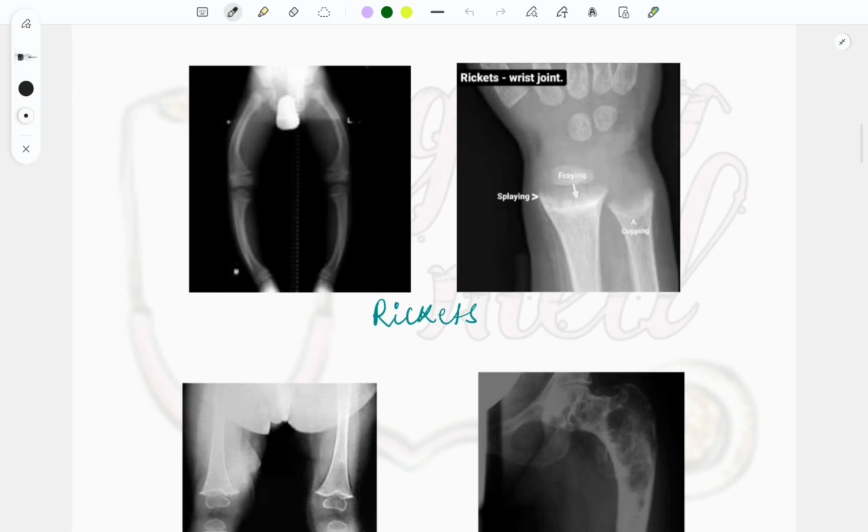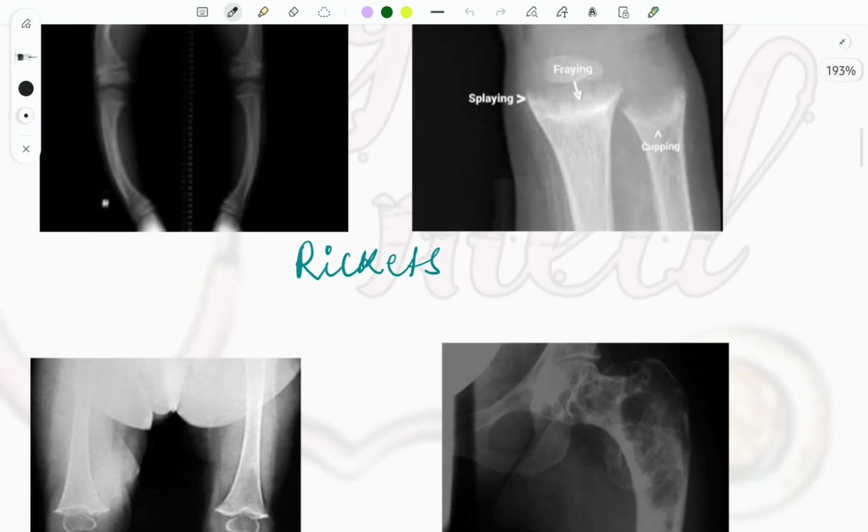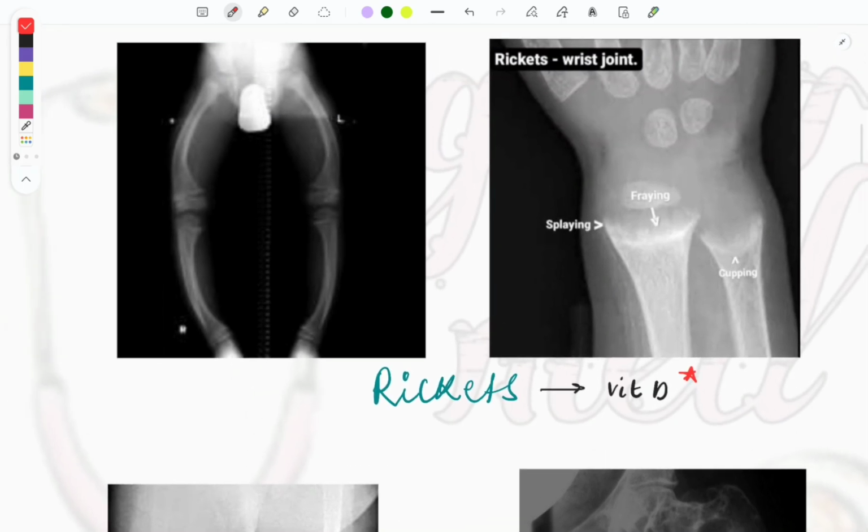So the first two images you can see here are the images of rickets seen in a child. We know that rickets is a weakness of bones due to deficiency of vitamin D. PYQ important one: recently in the January 2025 and July 2025 exams, a question was asked on rickets. So you can see here the X-ray.